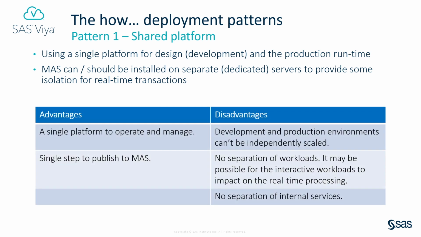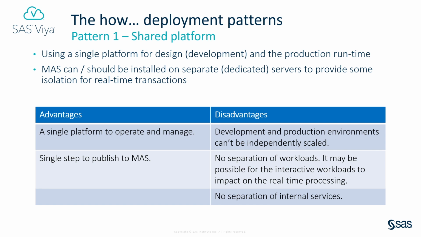If we look at some of the advantages of this approach, it's a single platform to operate and manage. There is a single step to publish that decision flow into MAS. Some of the disadvantages include the development and production environments cannot be independently scaled. There is no separation of workloads, so it may be possible for the interactive workloads to impact on the real-time processing, and there's no separation of internal services given that it's a shared platform.